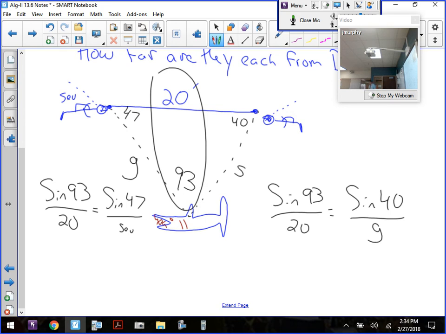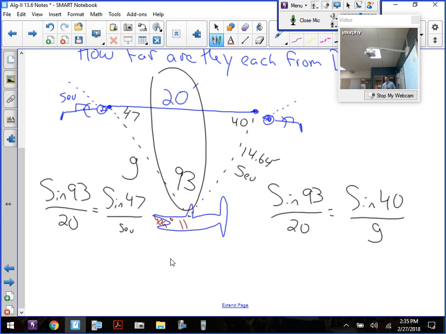At this point, most of you probably don't need to write out what the next ratio is going to look like. Probably go right to your calculator. If you want to write it out, by all means. If you want to just say, okay, I know this is going to be 20 sine 47, divided by the sine of 93, and that gives me a length of 14.65. So Mr. Seb is 14.65 feet away from the shark.